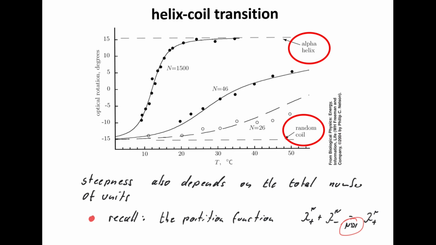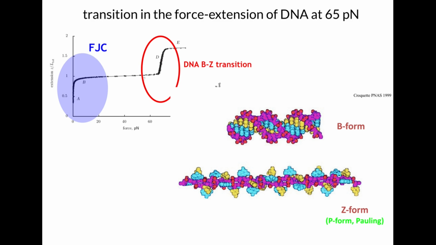Now we also can turn back to the force extension curves of stretching of the DNA. We found in the last lecture that the initial phase in the low force regime we could explain using the freely jointed chain or the interacting chain model. Yet at 65 piconewtons, something dramatic happens.